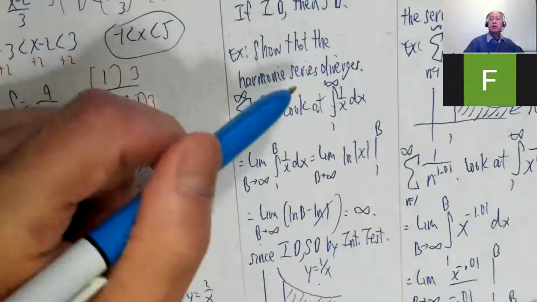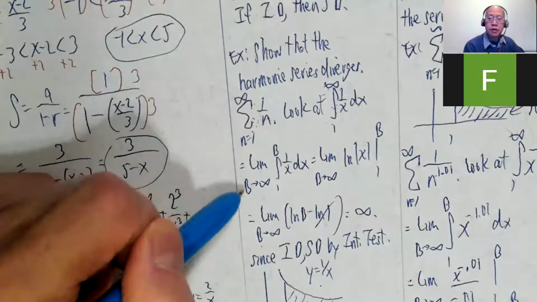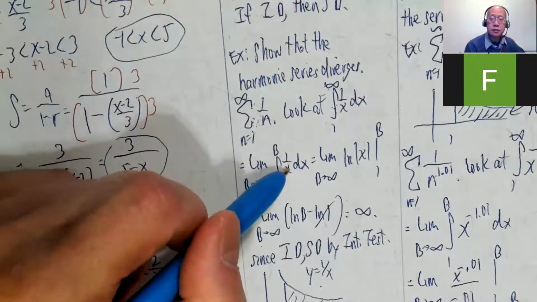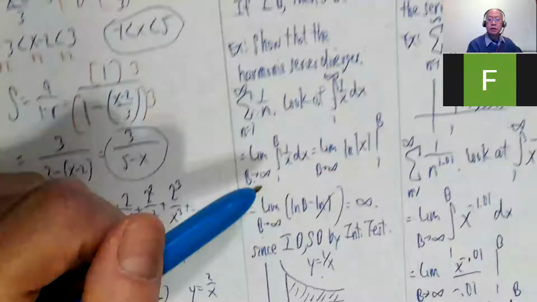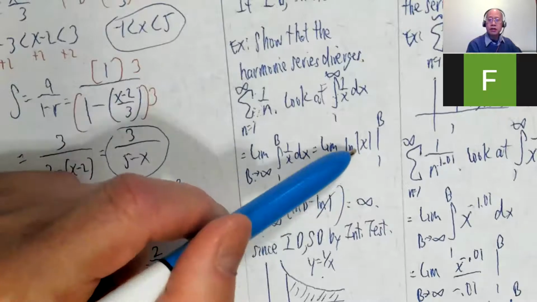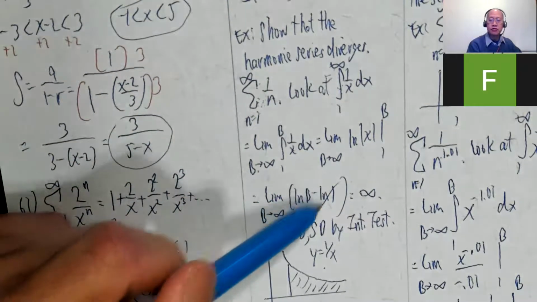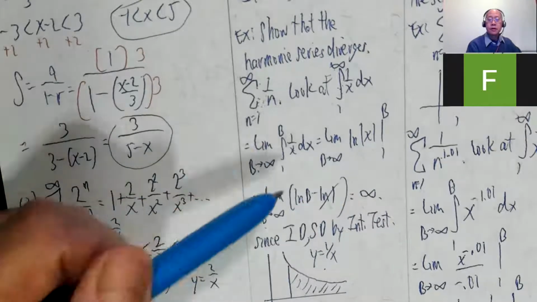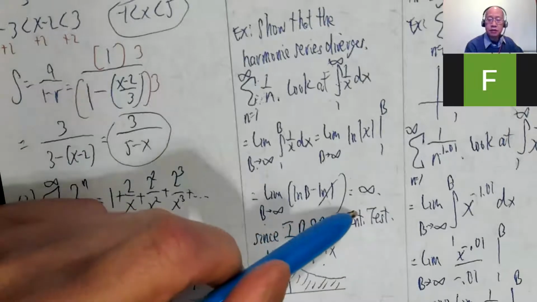We did a section before on improper integrals. This is the limit as b approaches infinity of the integral from 1 to b of 1 over x dx. Limit as b approaches infinity of ln absolute value of x from 1 to b. B is positive, so I can drop the bars. 1 is positive, I can drop the bars. So it's the limit as b approaches infinity of ln b minus ln 1. Ln 1 is 0. And that limit is infinite. Since the integral diverges, the series also diverges by the integral test.